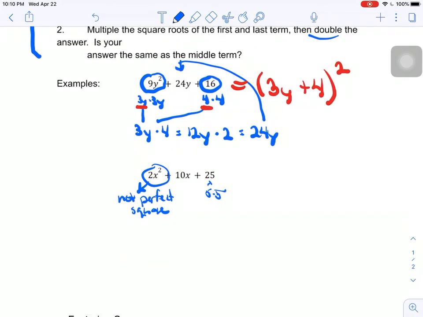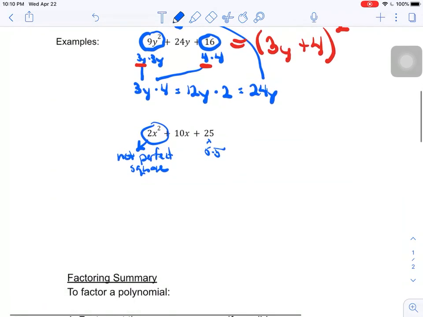So the x squared I could break down into x times x, but the 2 is not a perfect square, so I can't break that down. So that's not a perfect square, so that means I cannot use the shortcut on this problem. I would have to use the regular steps.